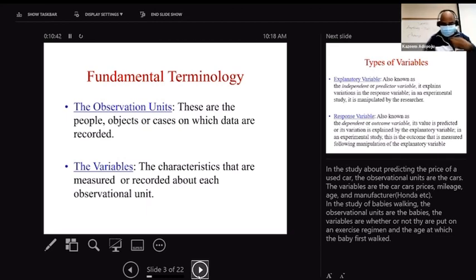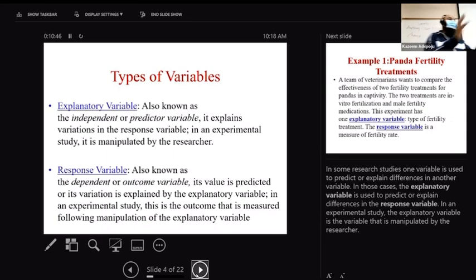Okay. Now, when we talk about variables, we have types of variables. I'm going to talk about two types of variable here. We have what we call the explanatory variable, and we have what we call the response variable.